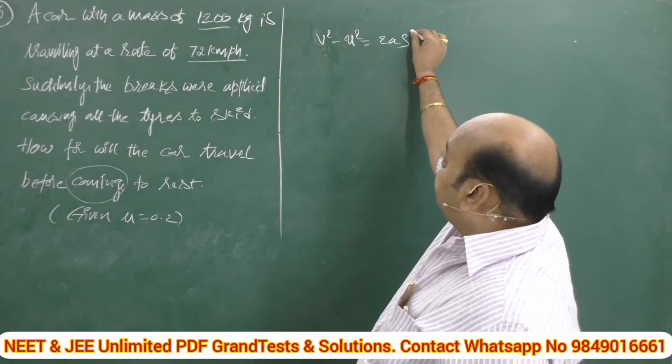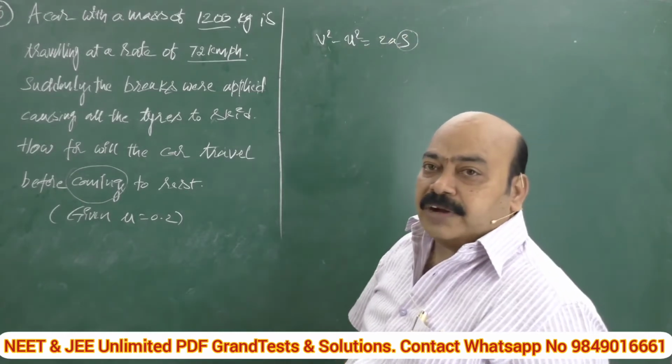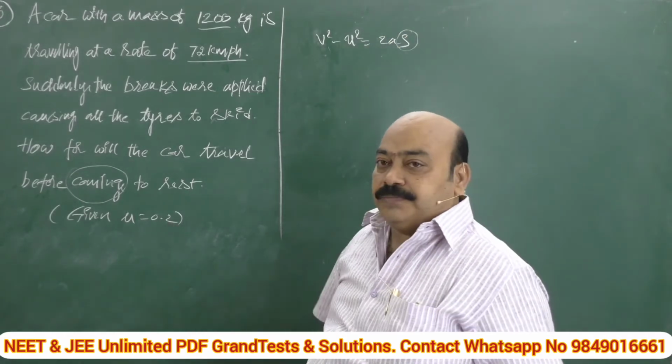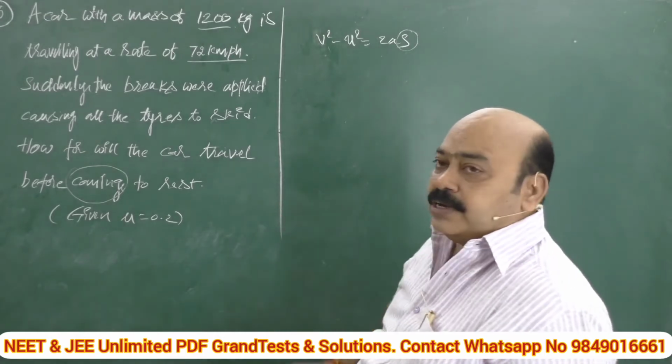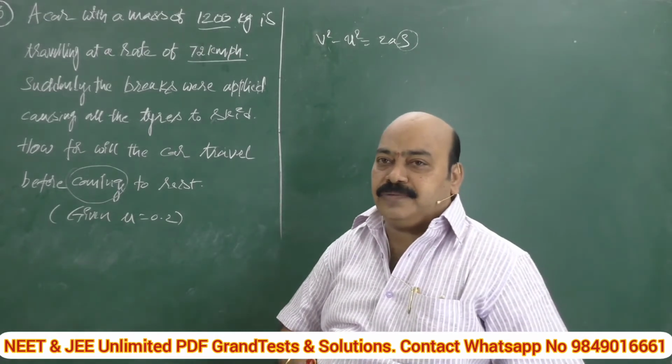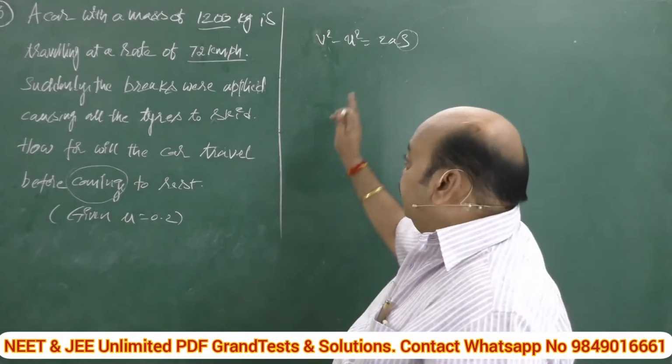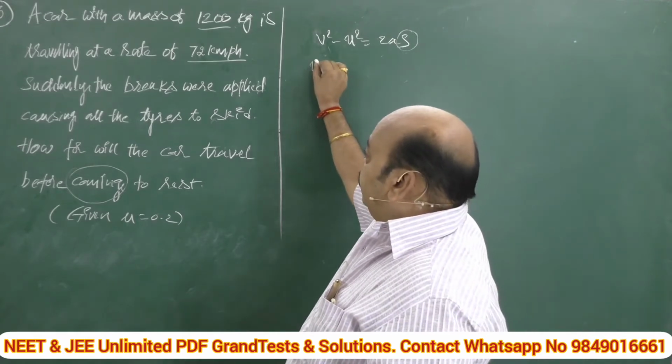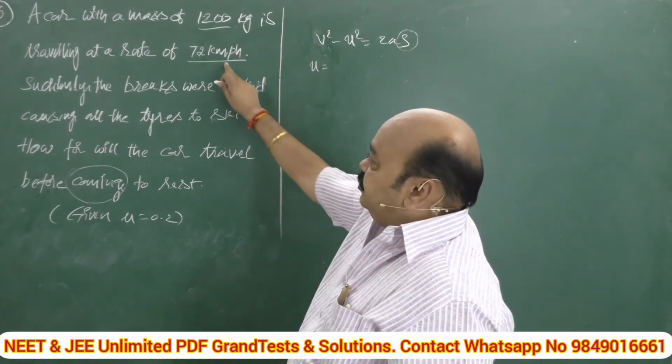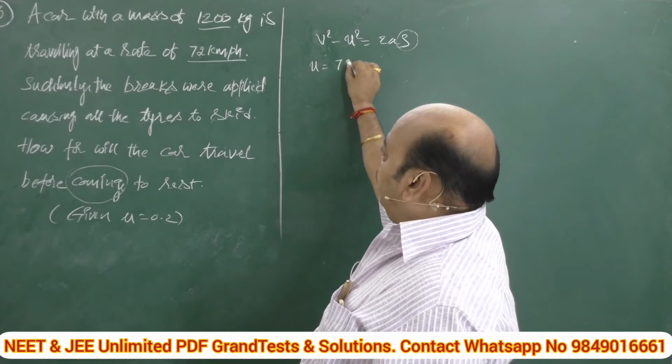Here itself S is the question asked: after travelling what distance does it come to rest? So which relates these three factors? Undoubtedly it is v square minus u square is equal to 2as. So in the data, u, with what velocity is it moving? See, 72 km per hour.